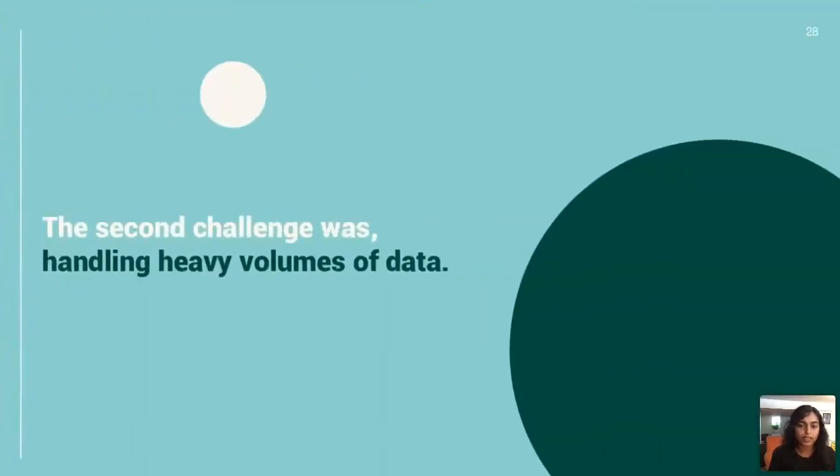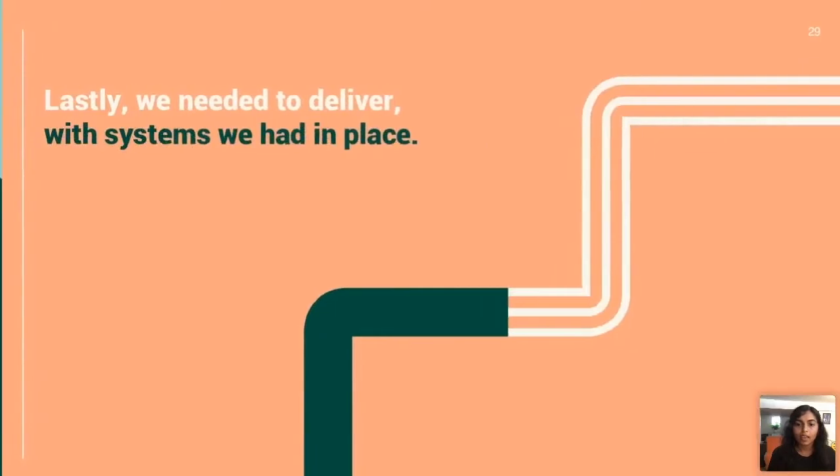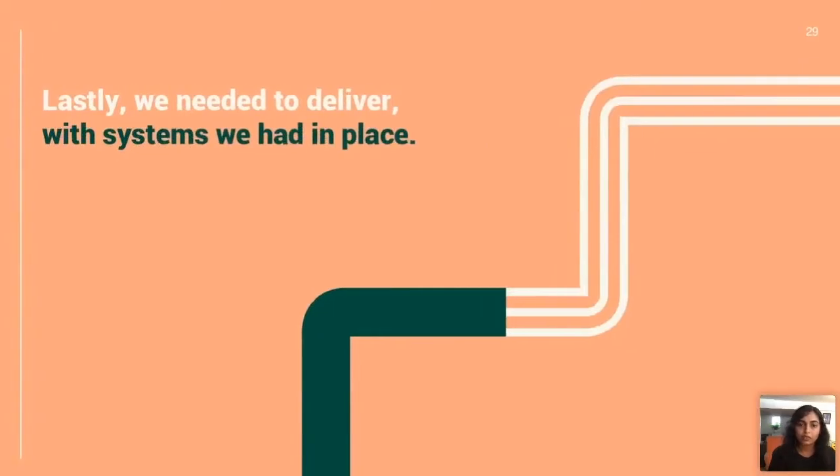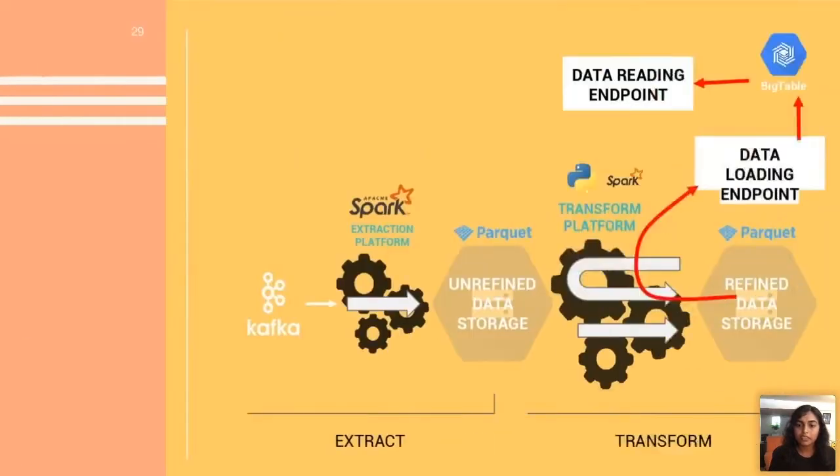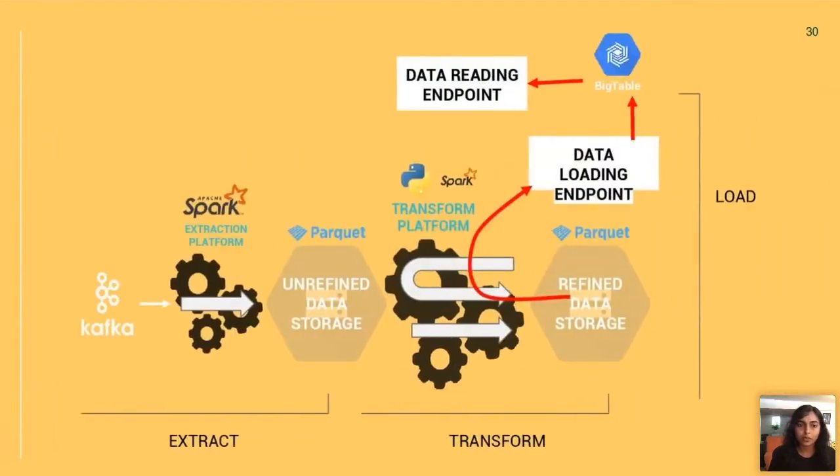The second challenge was handling heavy volumes of data. There are about 500 billion or more breaking calls being made in a given week, just to give you an idea of what I mean by heavy volumes. And lastly, we needed to deliver with systems we already had in place. So with these constraints in mind, we decided to use our data pipeline, which is not designed for a product-facing feature like this, but we used it to streamline the data for the API health report.